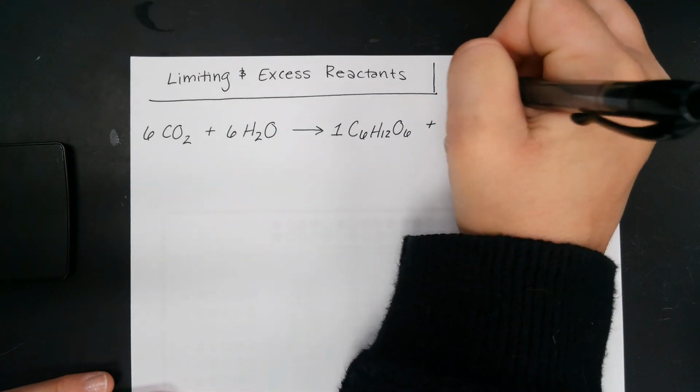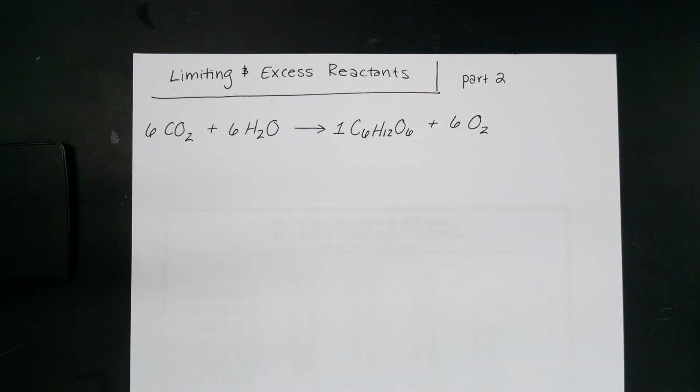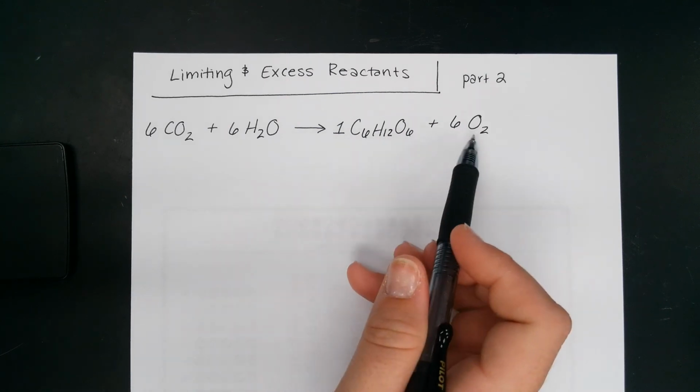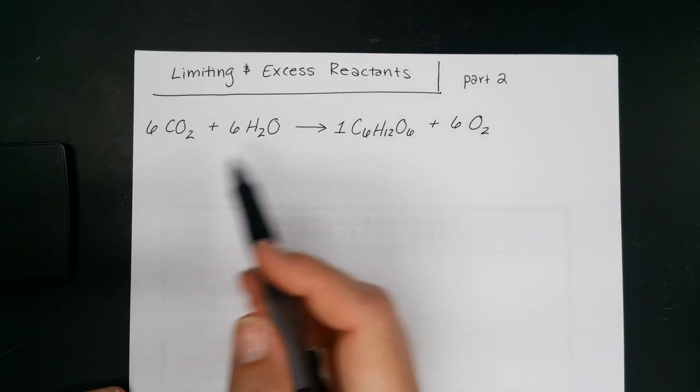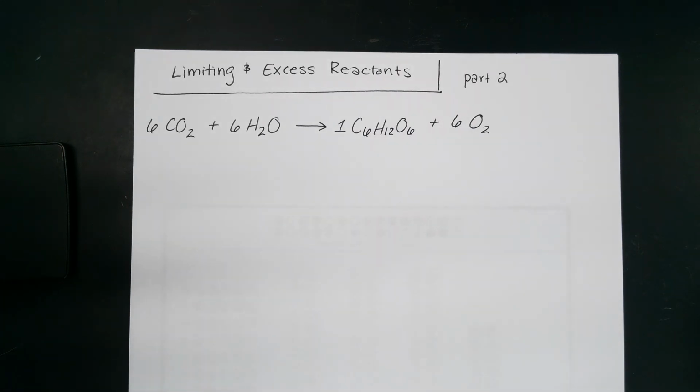So this is the second part of limiting and excess reactants. So here we have an actual chemical equation. And in the previous one, we were talking about the Powerpuff Girls, and how they need sugar, spice, and everything nice to create the Powerpuff Girls. But here we have carbon dioxide reacting with water to form glucose and releasing oxygen. So this would just be the production of some type of simple sugar and releasing oxygen. This would be something that happens in plants, all that kind of good stuff.